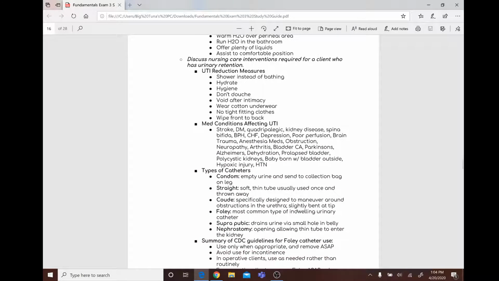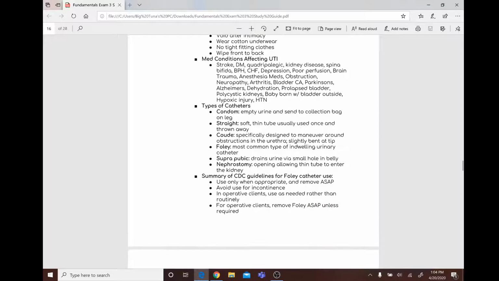What are some UTI reduction measures? Shower instead of bathing, hydrate, hygiene, don't douche, void after intimacy, wear cotton clothing, no tight fitting clothes, wipe front to back. What's a condom cath? Empty urine and send to collection bag on leg.